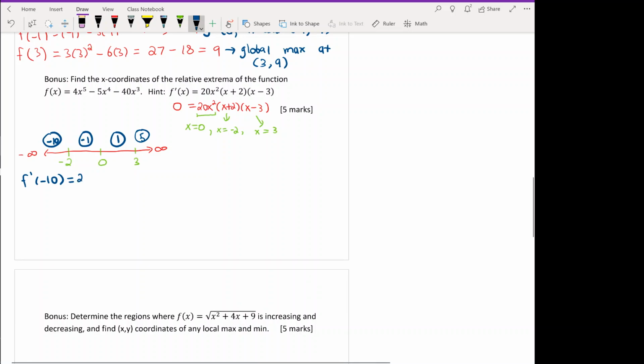That's going to be 20 times negative 10 squared times negative 10 plus 2 times negative 10 minus 3. So let's look at all the signs that we got. We got positive, something squared is positive, and then negative 10 plus 2, that's negative 8, so that's negative, and then negative 10 minus 3, that's negative. So we get positive times negative, that's positive.